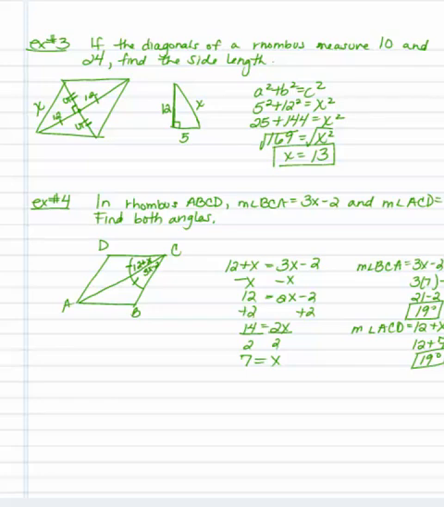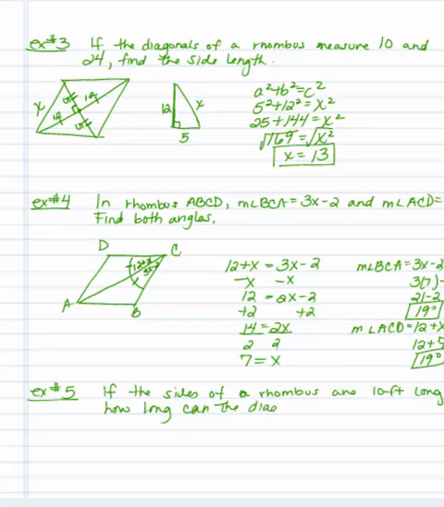And another question dealing with rhombus. Rhombus, I think, has the most tricky type of questioning because of that 90-degree angle in the middle and the diagonals cutting the angles in half. If the sides of a rhombus are 10 feet long, how long can the diagonal be?